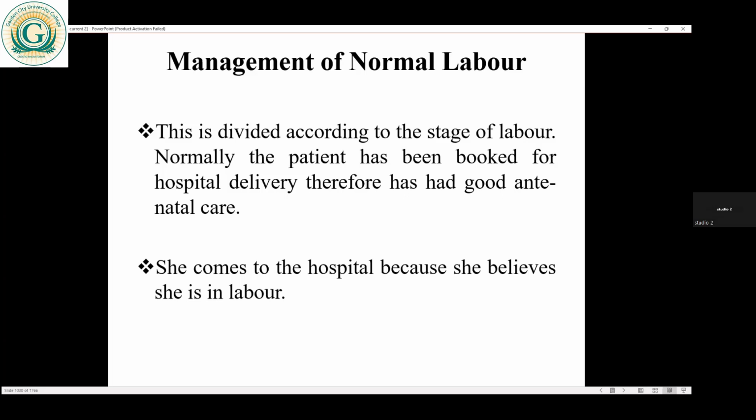All right. So, management of normal labor. You manage the labor according to the stages: first stage, second stage, third stage, and then fourth stage. Each one of them will have a role to play, divided according to stages. Normally, the patient has been booked. You book the patient to come to the hospital to deliver. Then she comes to the hospital because she's ready to deliver. And then the procedure is this.